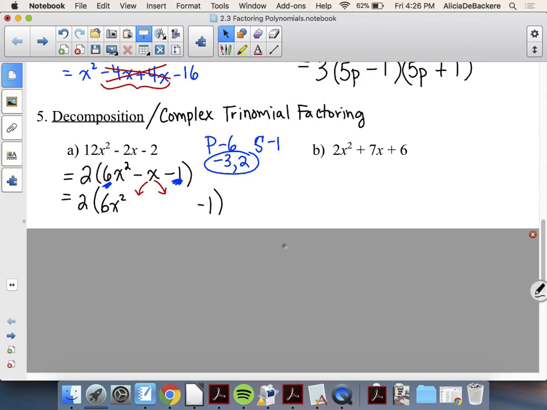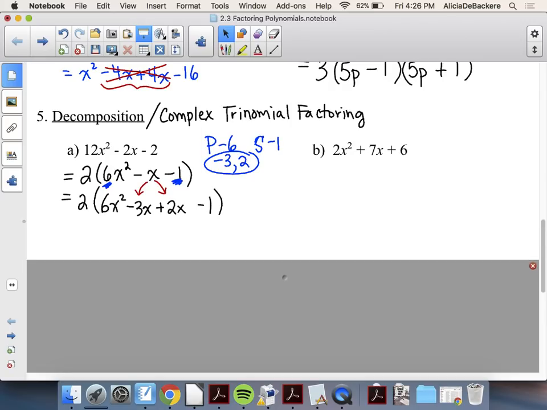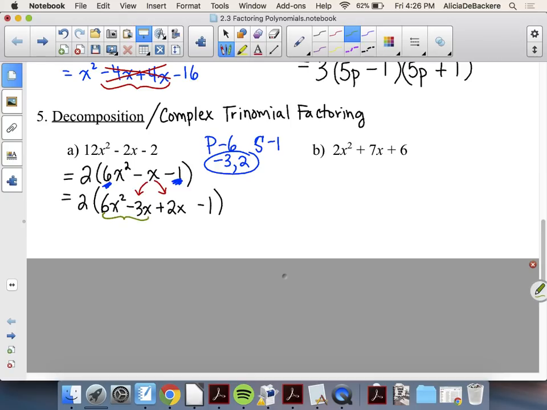And that makes sense because negative 3x plus 2x, if I thought about putting those two together, I would get back the negative x that I had. So I've just taken the negative x apart. And now what I'm left with in those brackets is two terms that I can group and another two terms that I can group. So this is what I was hoping for.